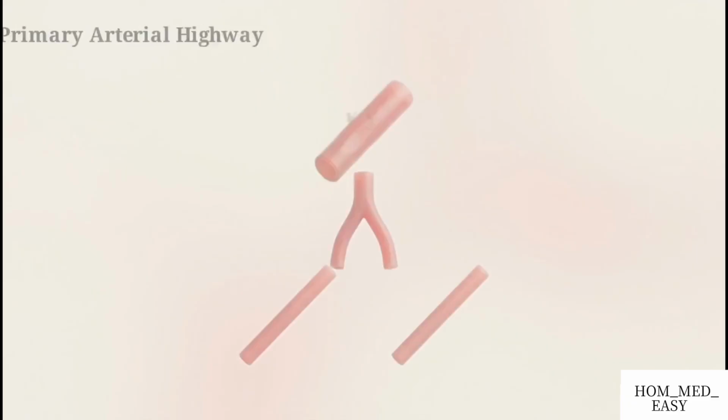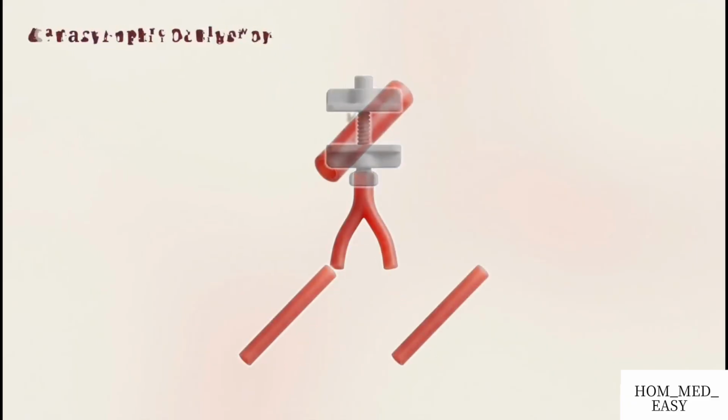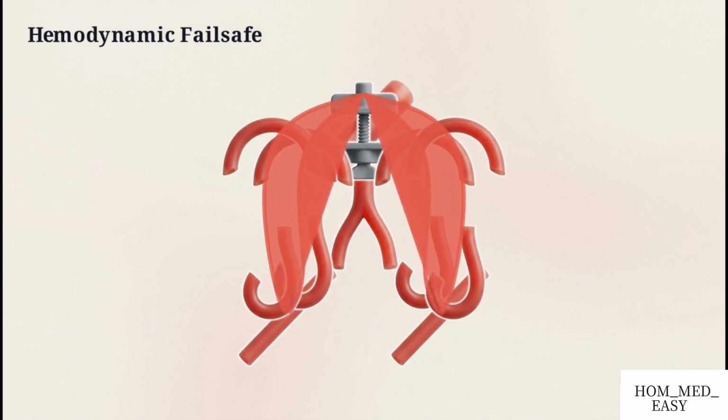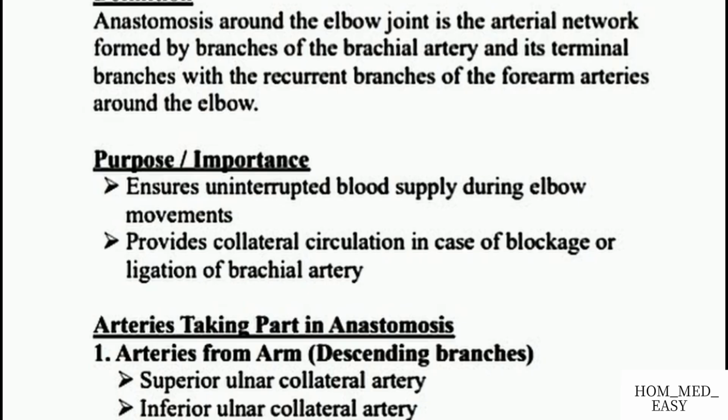If a catastrophic blockage halts downward flow, an intense hemodynamic shift forces blood laterally into the 4 descending collateral arteries. This is the fail-safe. Blood routes backwards up the recurrent arteries, completely bypassing the blockage to backfill the radial and ulnar arteries. The source documentation highlights this exact dynamic as the primary clinical purpose of the anastomosis, providing the necessary collateral circulation to keep the limb alive during an arterial emergency.